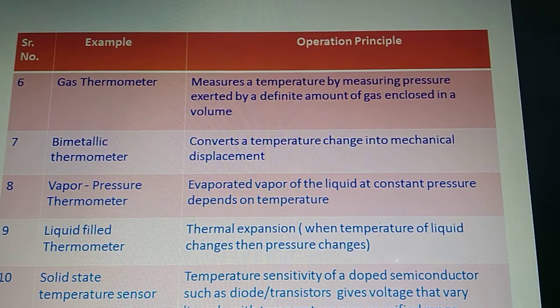The next example of a sensor is a gas thermometer, and this gas thermometer measures the temperature by measuring the pressure exerted by a definite amount of gas enclosed in a volume. Next example is bimetallic thermometer, and its operating principle is, this bimetallic thermometer converts a temperature change into mechanical displacement. Similarly, the next example is a vapor pressure thermometer, and the operating principle is, evaporated vapor of the liquid at constant pressure depends on temperature.